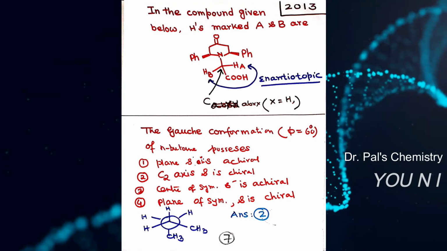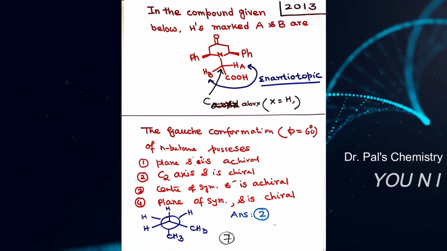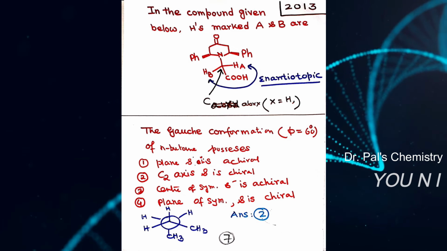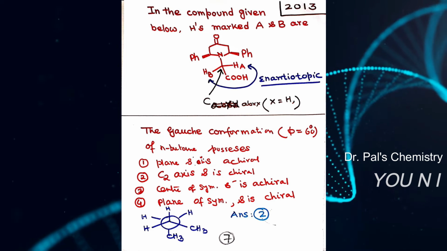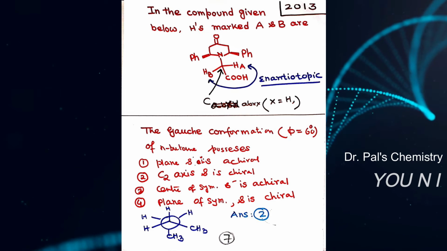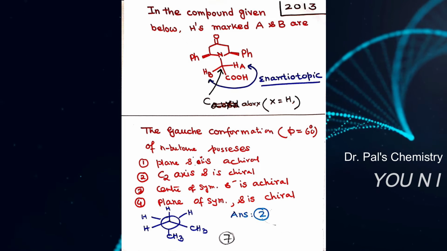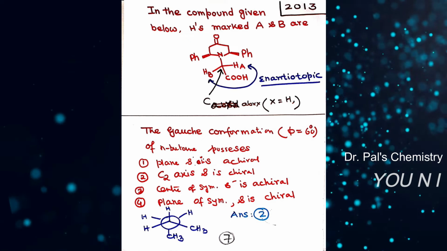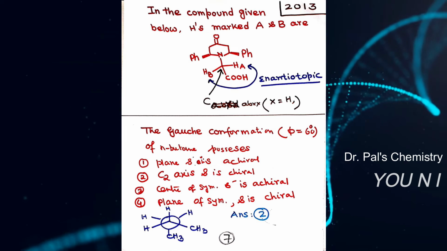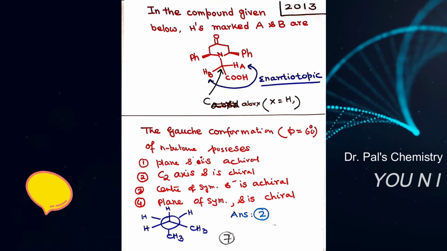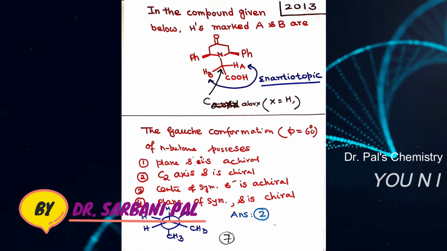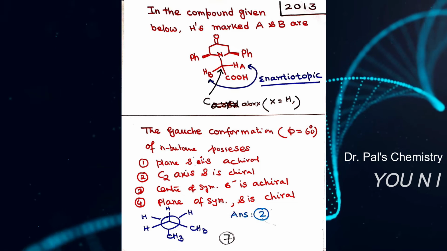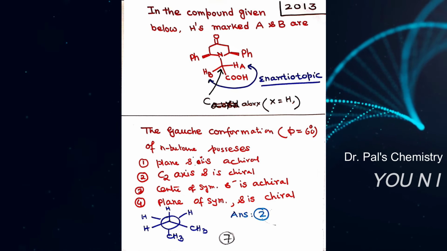Now coming to the next question, from 2013, we have to identify the relationship between HA and HB. As a whole, this molecule is achiral because the 2 phenyl groups are above the plane and it has a sigma plane. If we go to HA and HB, they are of CABXX type. So HA and HB are enantiotopic. If we replace HA and HB one after another by deuterium, we get a chiral center. Hence these two are enantiotopic.